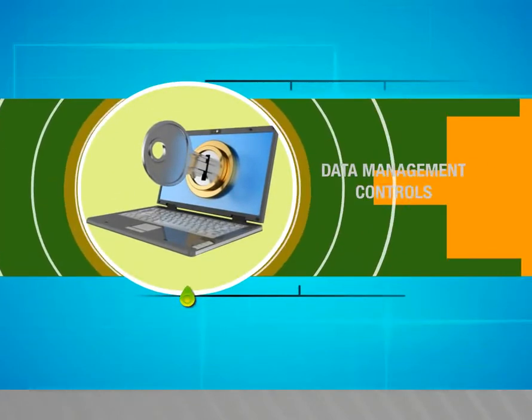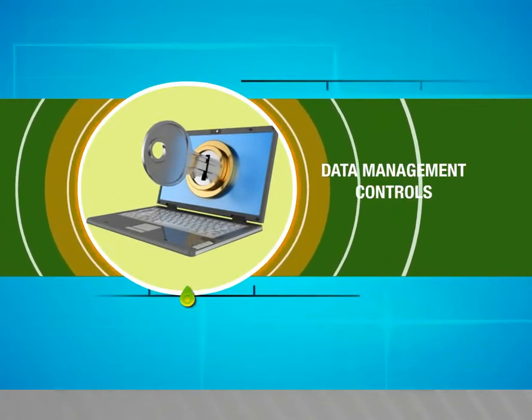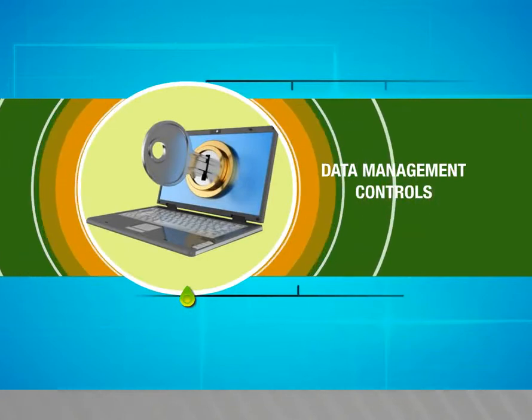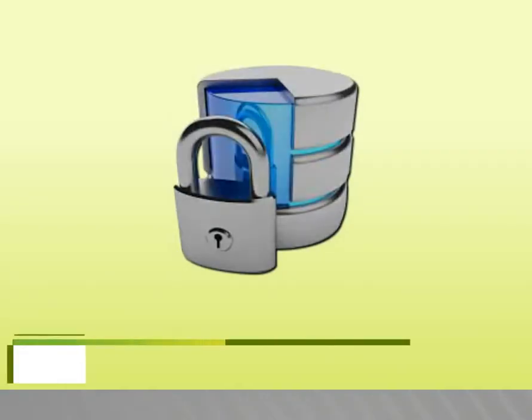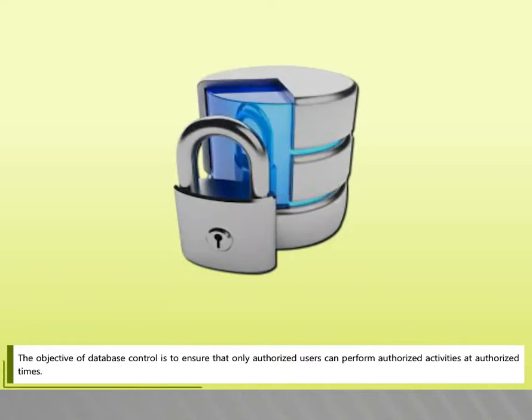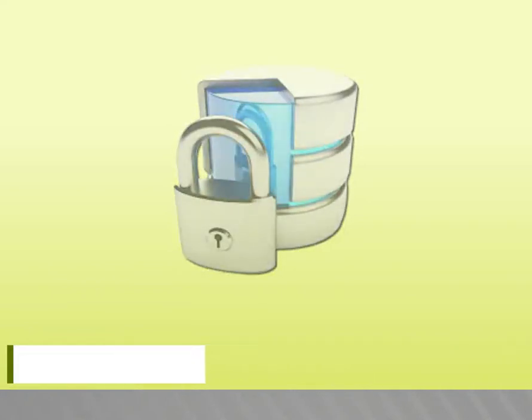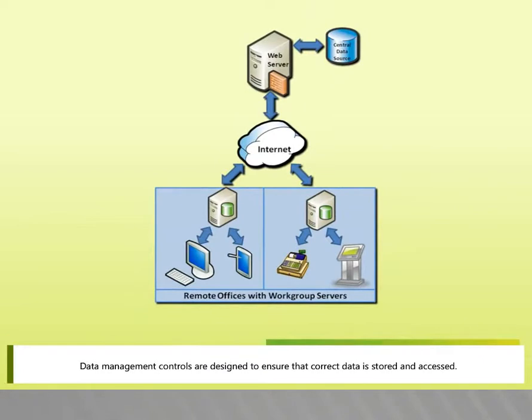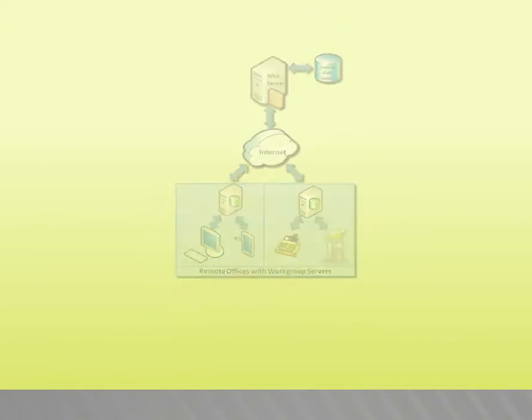Data management controls. In this video, we are going to see about data management controls. The objective of database control is to ensure that only authorized users can perform authorized activities at authorized times. Data management controls are designed to ensure that correct data is stored and accessed.